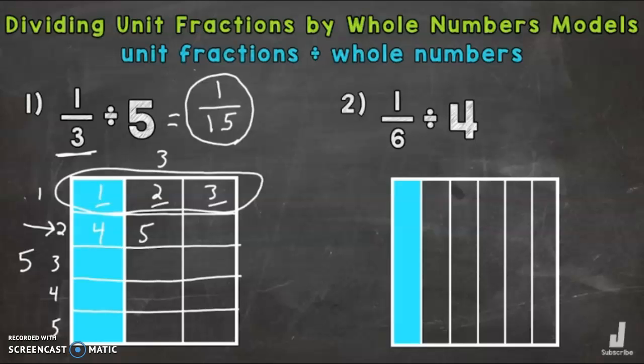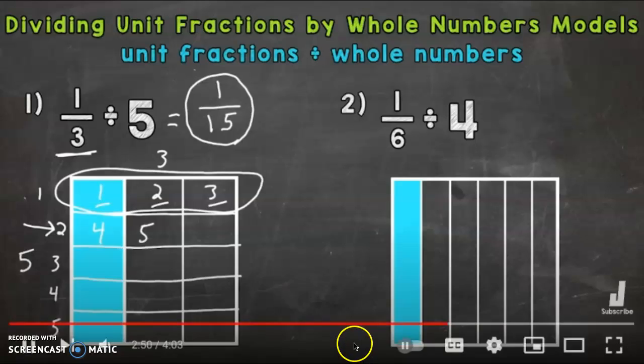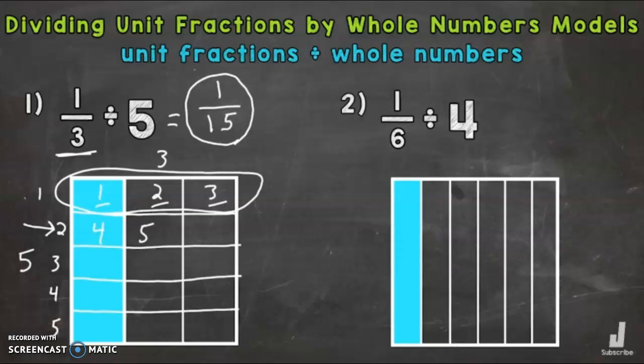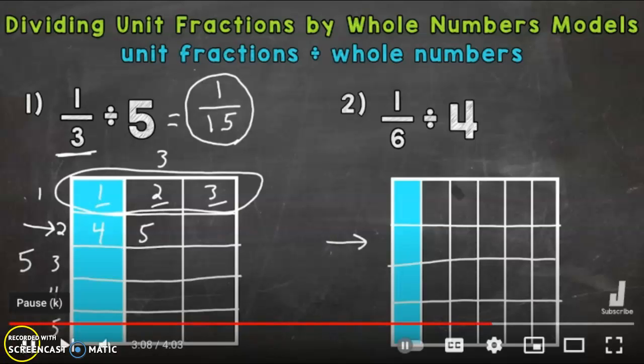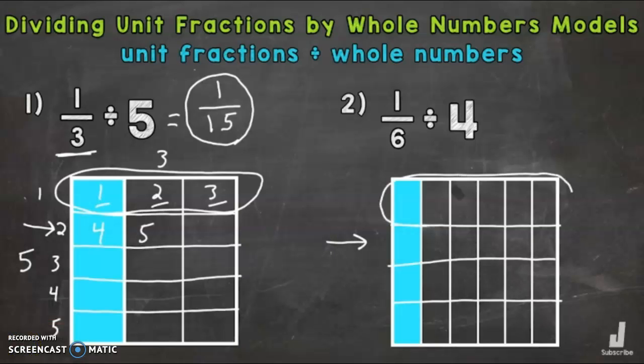So let's move on to number 2, where we have 1/6 divided by 4. So we start with a model of 1/6, and we need to split into 4 equal groups. So 1, 2, 3, and 4. So now select one of those groups. I'm going to select the top here. And we need to see how many pieces of that top group are filled in. Well, we have 1, so that's going to be our numerator.